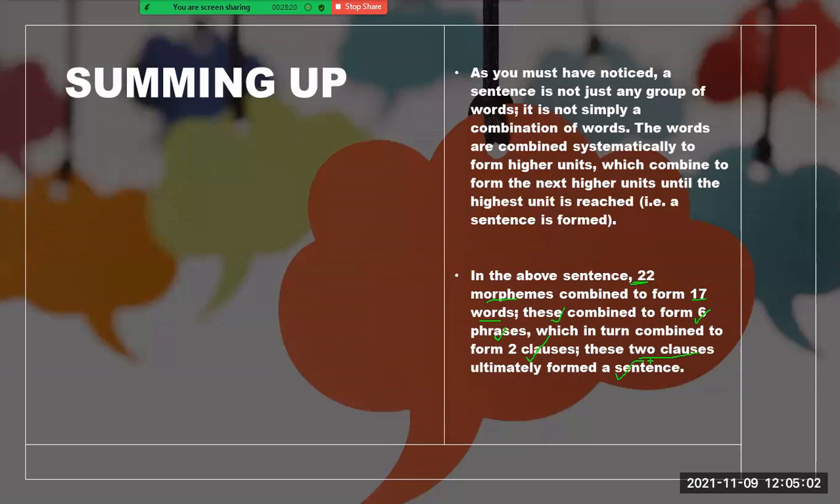So we have looked at the basic units of English grammar, and I hope this has given you a clearer view and a more profound insight into what the English grammar is all about.